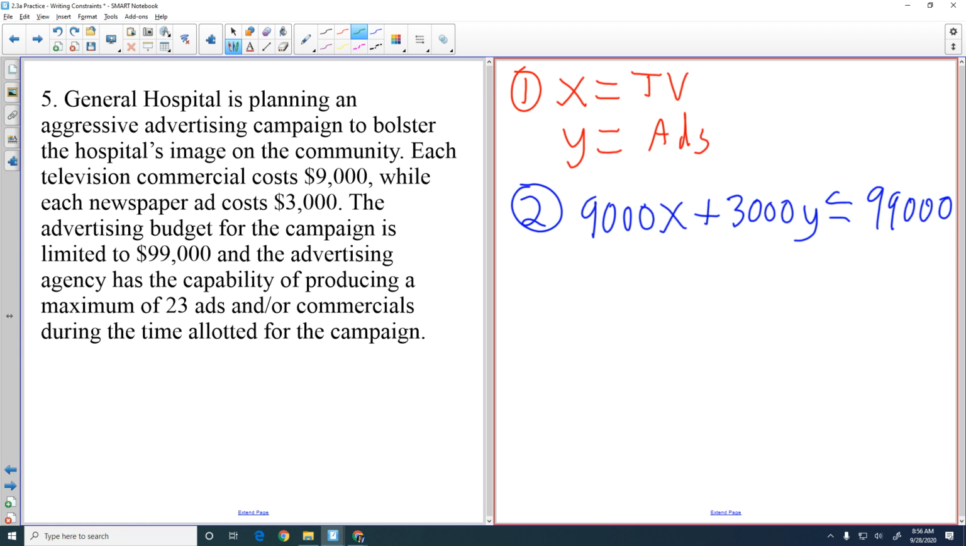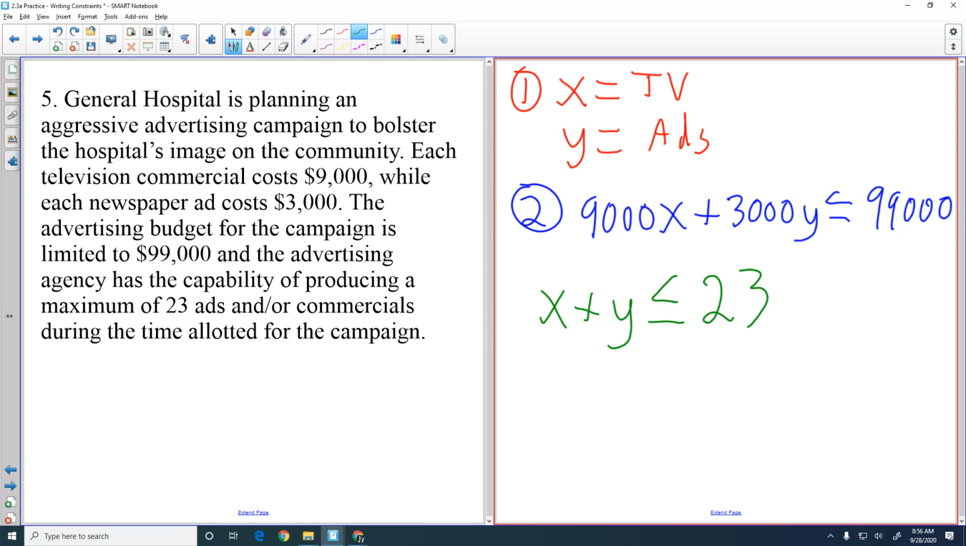And then finally, the agency can only produce a total of 23 ads. That's the maximum, whether they're ads or commercials. So when I add up the number of TV commercials with the number of newspaper ads, that total has to stay under 23. So it's got to be less than or equal to 23. I can't go over that. So that's going to be it. Anyone have that one also? Okay, wonderful. It's great to see.